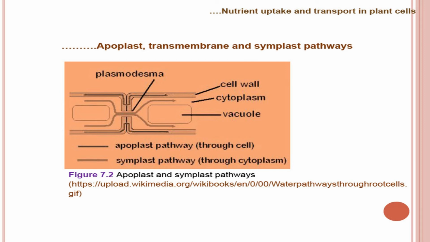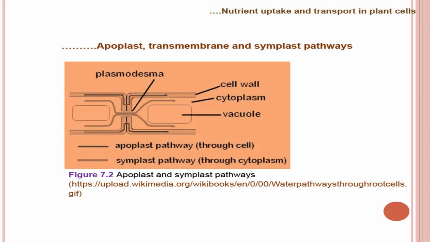Now see the apoplast, transmembrane and symplast pathways in this picture. You see one solid black line is the apoplast pathway and the lighter line is the symplast pathway. Apoplast pathway means passing through the cell wall and symplast pathway means passing through the cytoplasm.